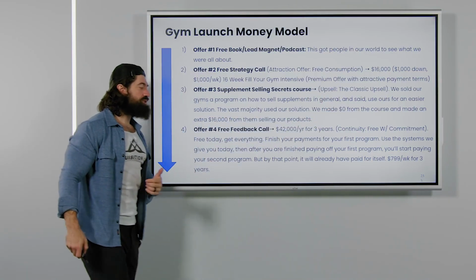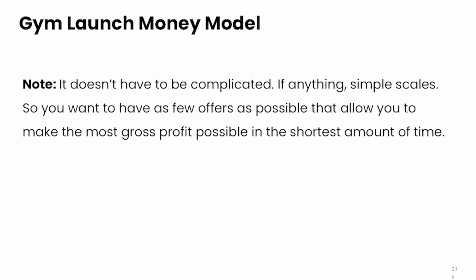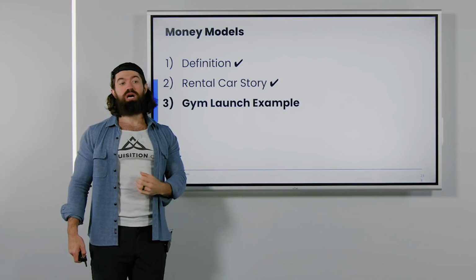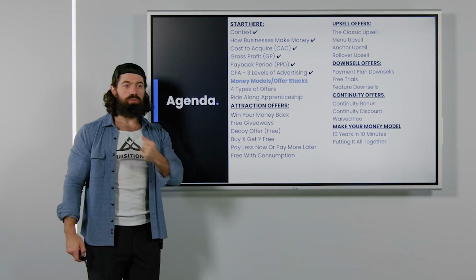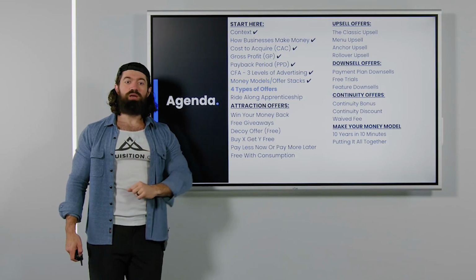So that's how we got so many people to say yes. And to be fair, that's how we did it for years. It doesn't have to be complicated. If anything, simple scales. So you want to have as few offers as possible that allow you to make the most gross profit possible in the shortest amount of time. All right. So understanding how to do this can change your business forever. That is fundamentally examples of money models and what a money model is. Great. Kaboom. Now we talk about the 4 types of offers that create money models to begin with.